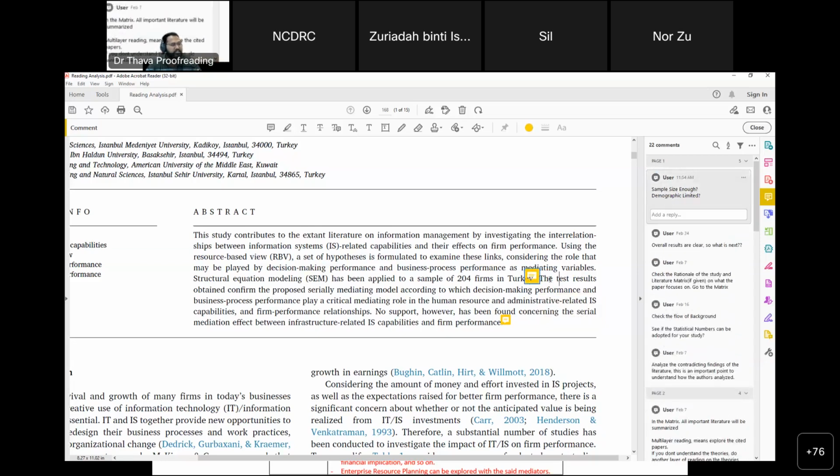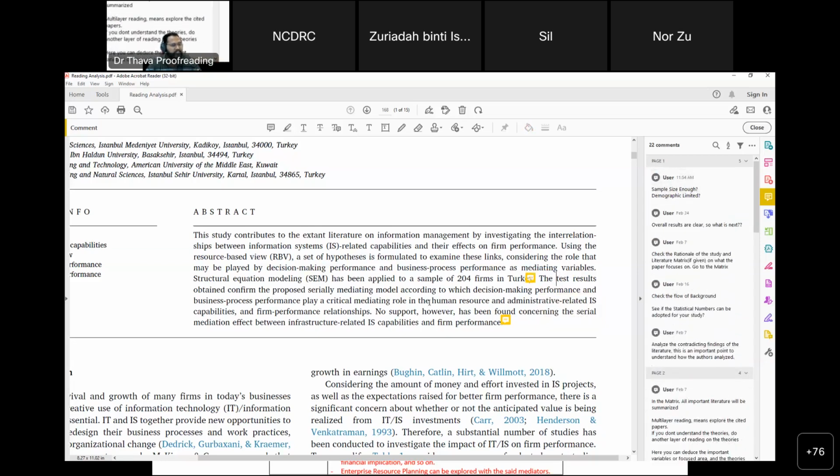The test results said that human resource and administrative related IS is actually giving positive significance. What does that mean?